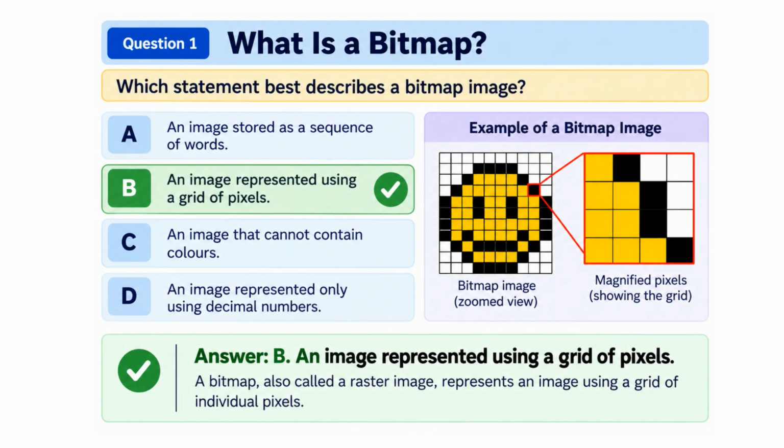Question 1. What is a bitmap? Which statement best describes a bitmap image? The correct answer is B. An image represented using a grid of pixels.